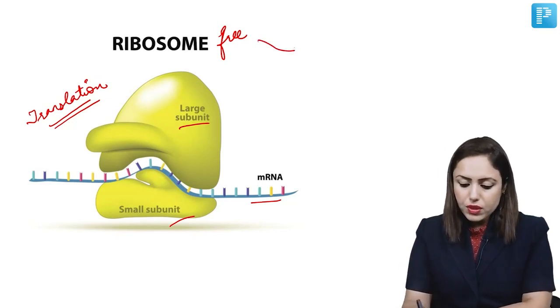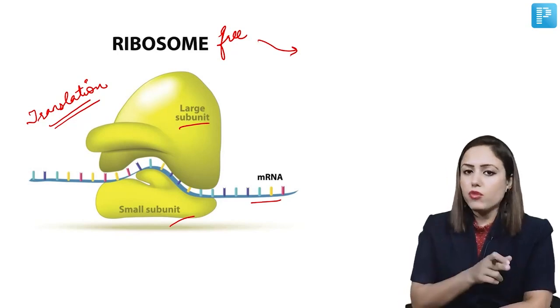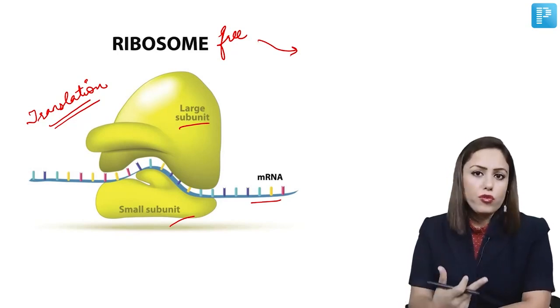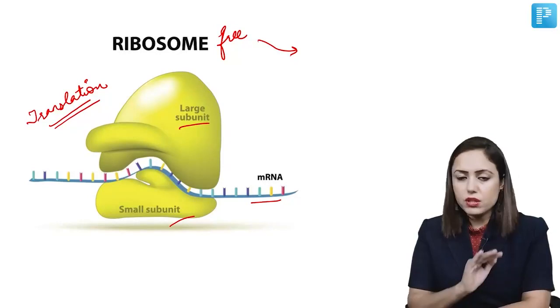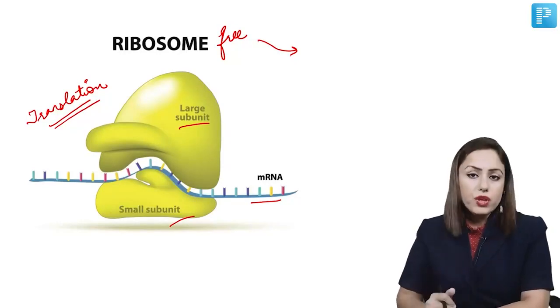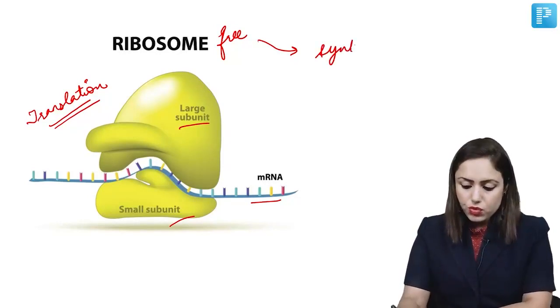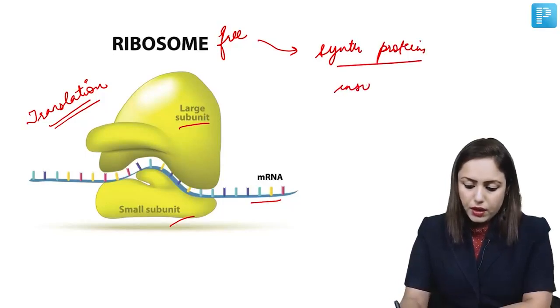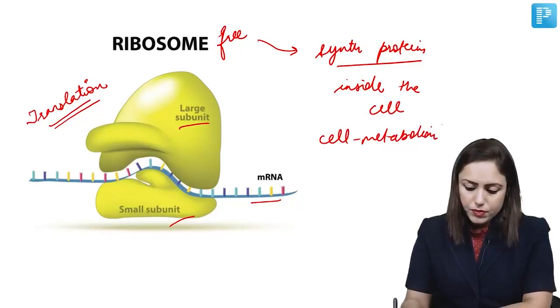So what happens in free ribosome? Earlier I have told you the ribosome on rough endoplasmic reticulum, their function I have told you. Now the free ribosome function is to synthesize those proteins that are required inside the cell, in the cell metabolism.